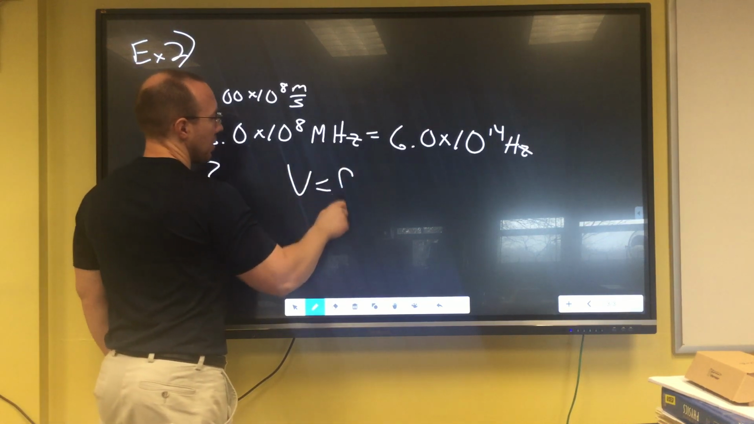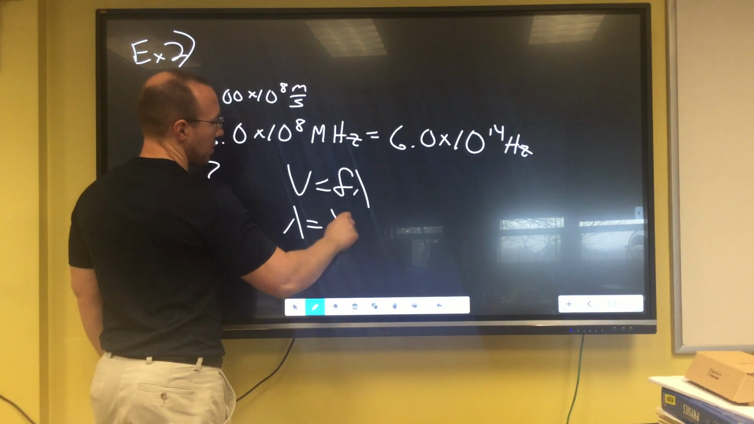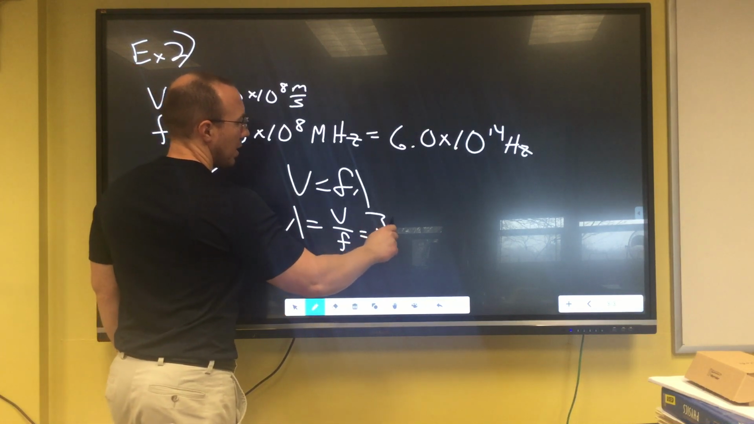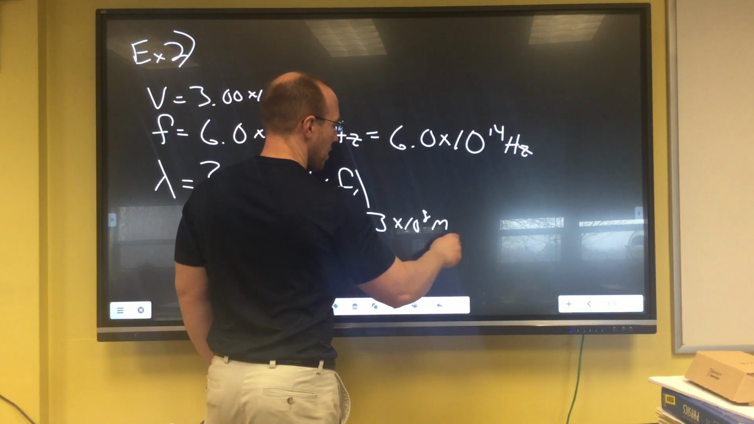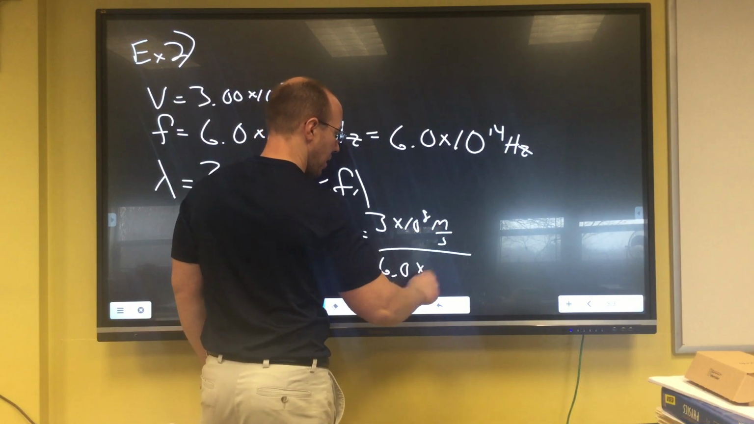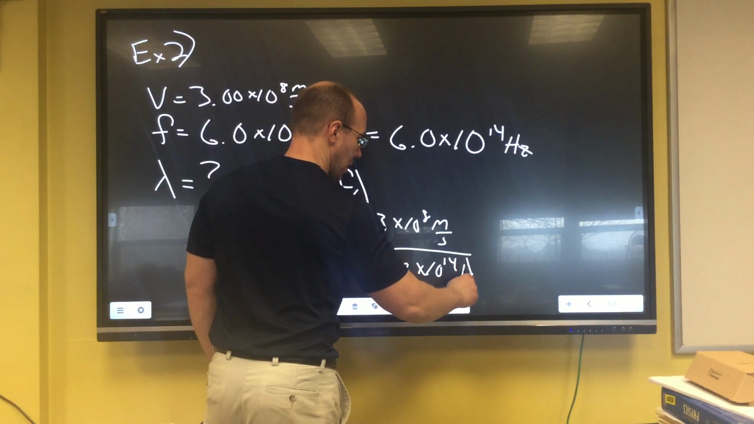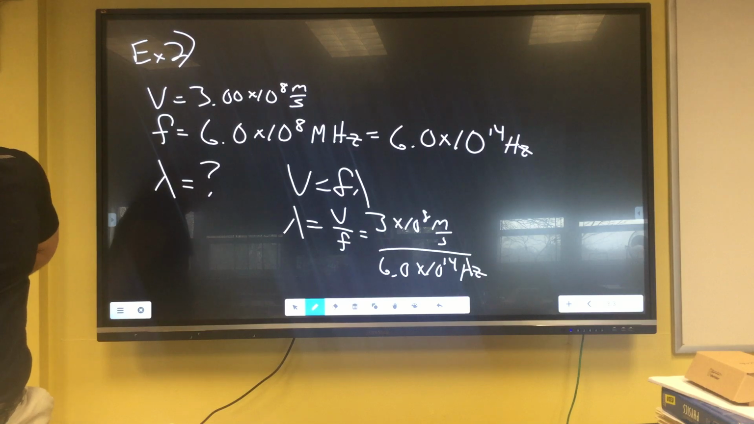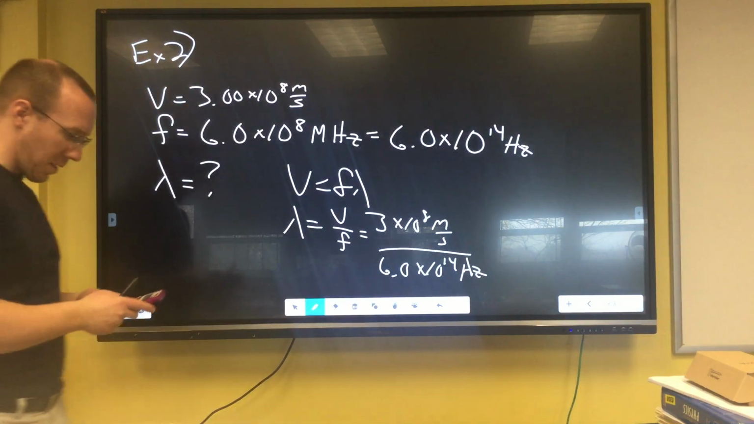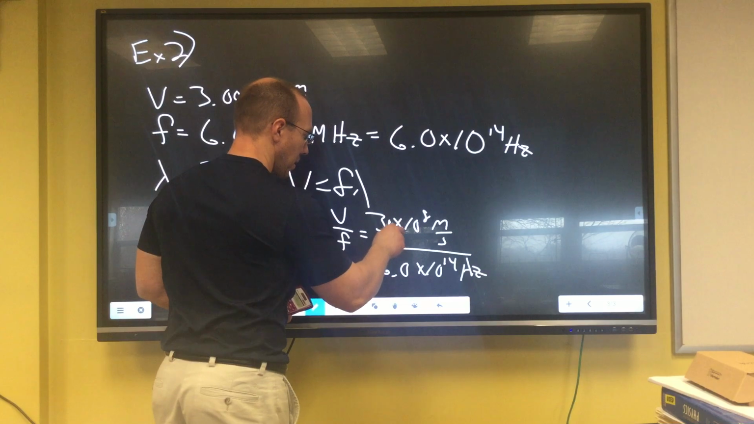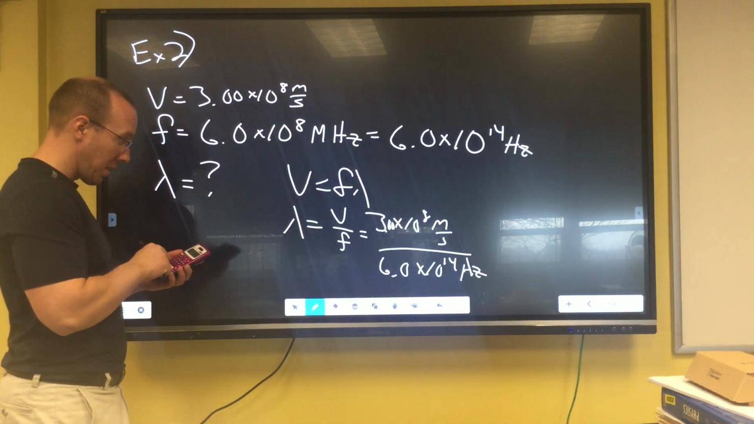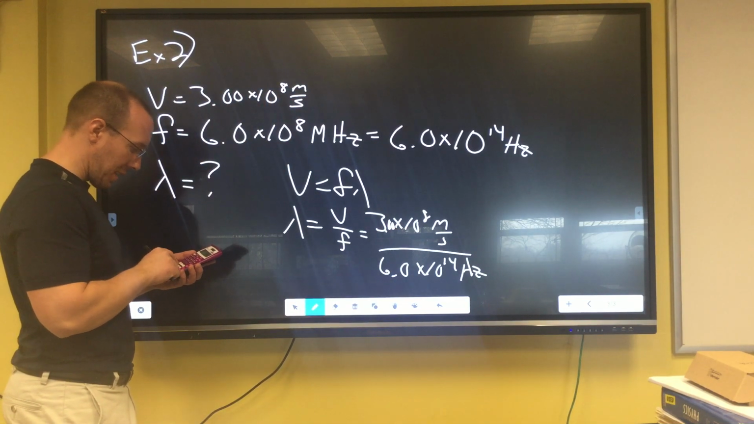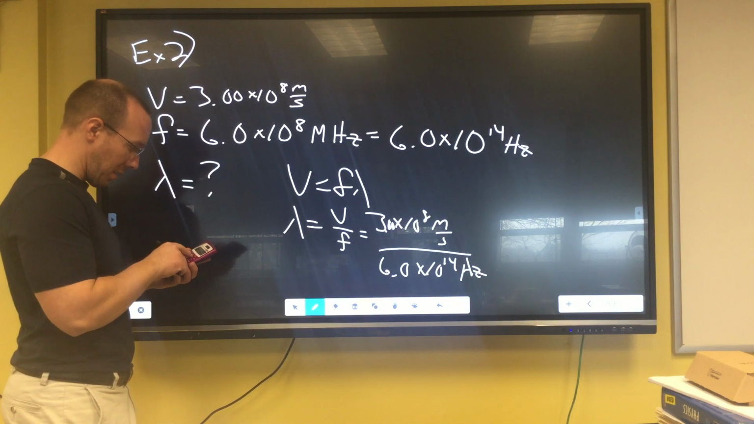So v equals f lambda. Lambda equals v over f one more time. 3 times 10 to the 8th meters per second divided by 6.0. Do it with the calculator. Oh, I skipped the 3.0. So 3 times 10 to the 8th divided by 6 times 10 to the 14th. This calculator does not work.